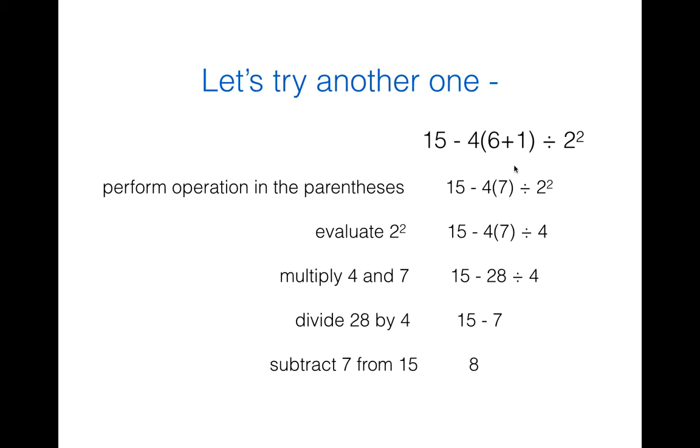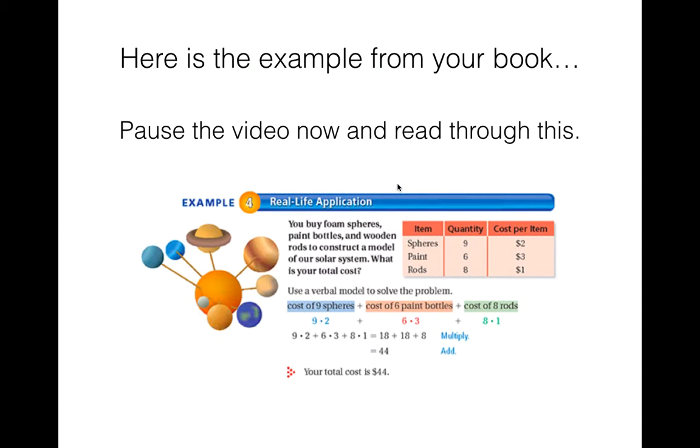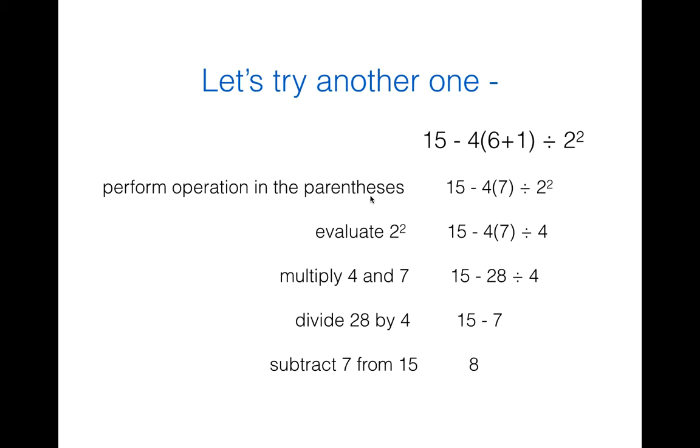Okay, so here's another one. 15 minus 4 times, in parentheses, 6 plus 1, divided by 2 to the second power, or 2 squared. So again, we're going to perform the operation in the parentheses. 15 minus 4, which went from 6 plus 1 to 7, divided by 2 to the second power. So the 6 plus 1 turned to the 7.